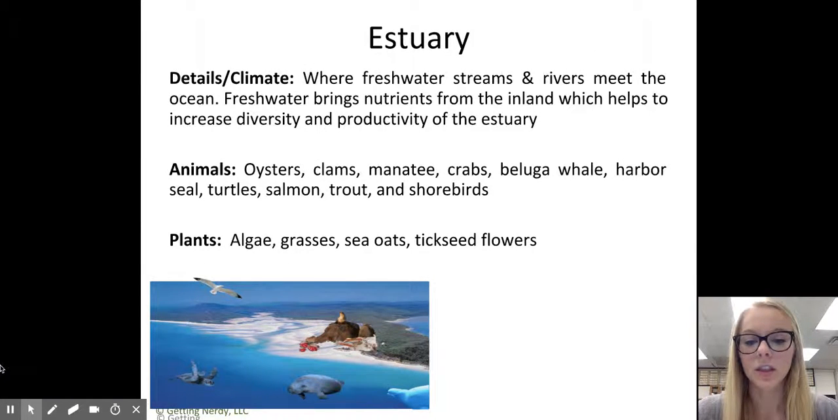Estuaries are regions where fresh water meets salt water. A big example of this would be where the Mississippi empties out into the Gulf of Mexico. Both animals and plants must have the ability to go back and forth between various temperatures and salinity levels.